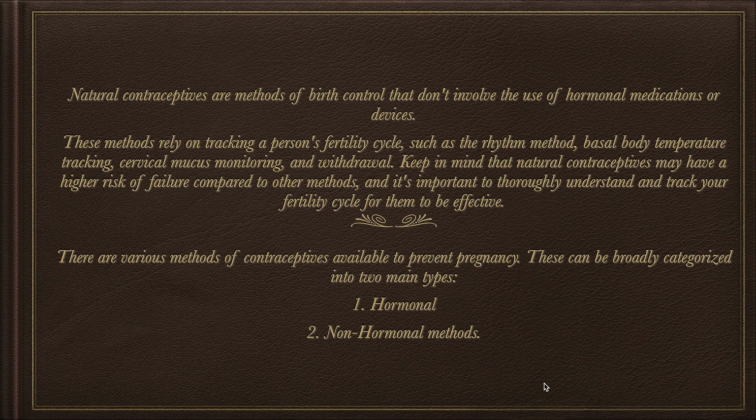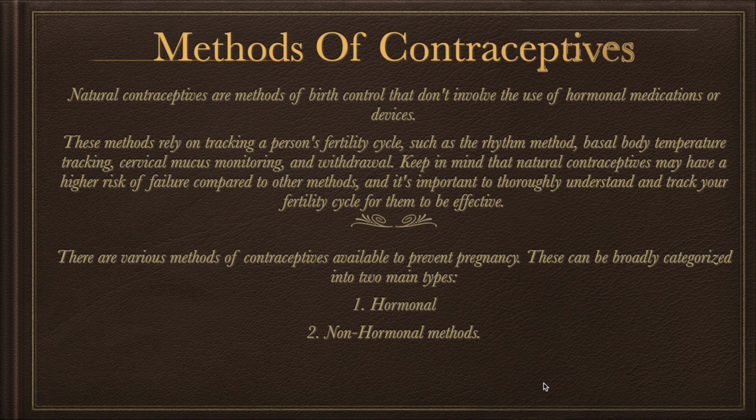Natural contraceptives are methods of birth control that don't involve the use of hormones, medications or devices. These methods rely on tracking a person's fertility cycle, such as the rhythm method, basal body temperature tracking, and cervical mucus monitoring. It's also important to note that they may have a higher risk of failure compared to other methods, and it's important to truly understand and keep track of the fertility cycle for them to be effective.